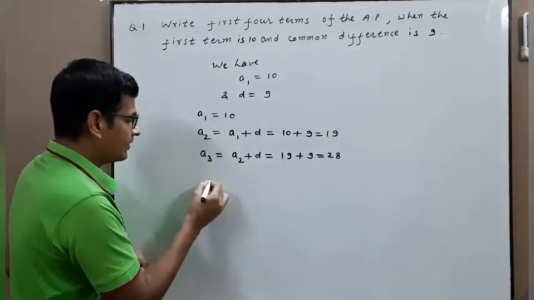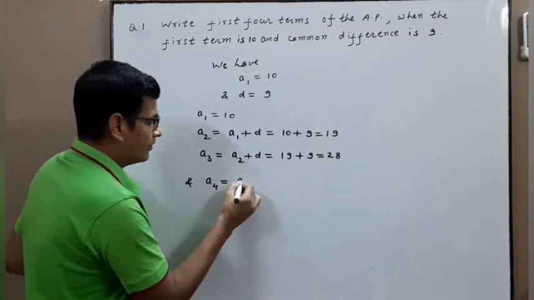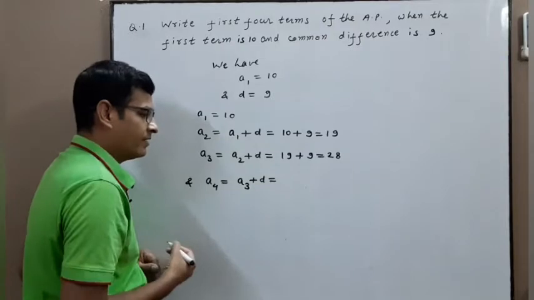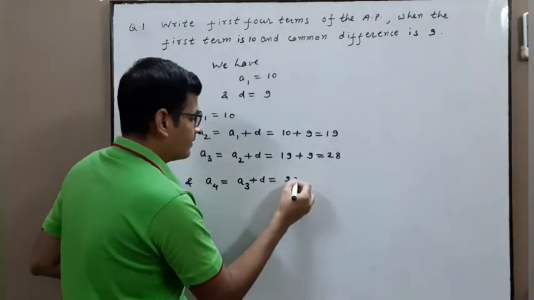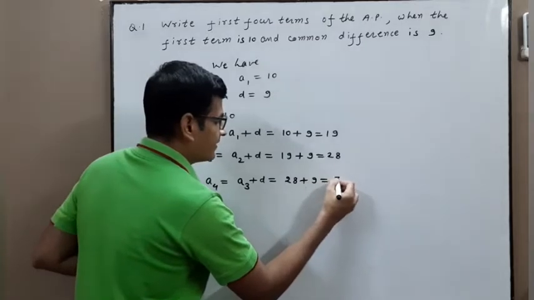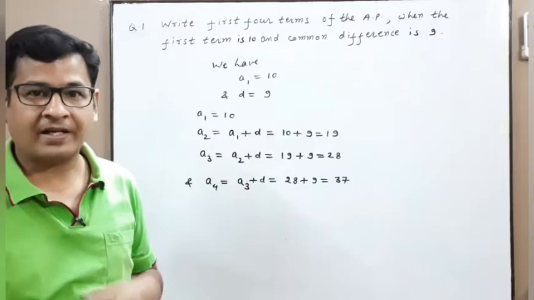Now find the fourth term, the last term. A4 is equal to third term plus common difference. Third term is 28 and common difference is 9. So 28 plus 9, 37. So in this way we can find other terms also if required, 5th, 6th, 7th.